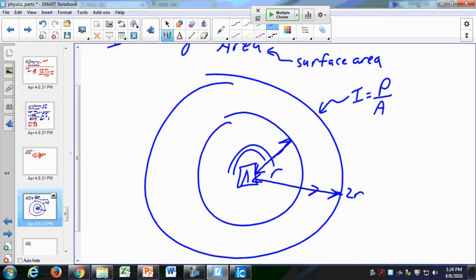And so, because my area increases by a factor of 4, if I have an area A here, I have an area 4A here. When my radius increases by a factor of 2, the intensity is inversely proportional to r squared. Since my area increases by a factor of 4, my intensity will decrease by a factor of 4.